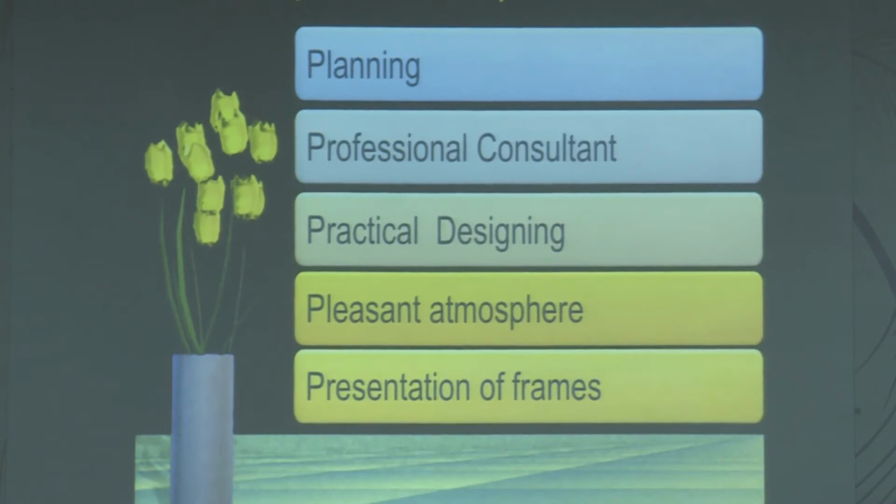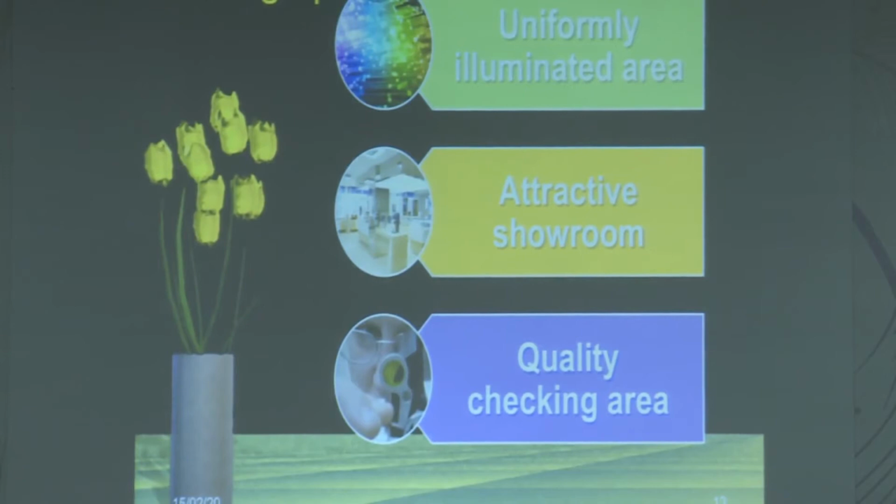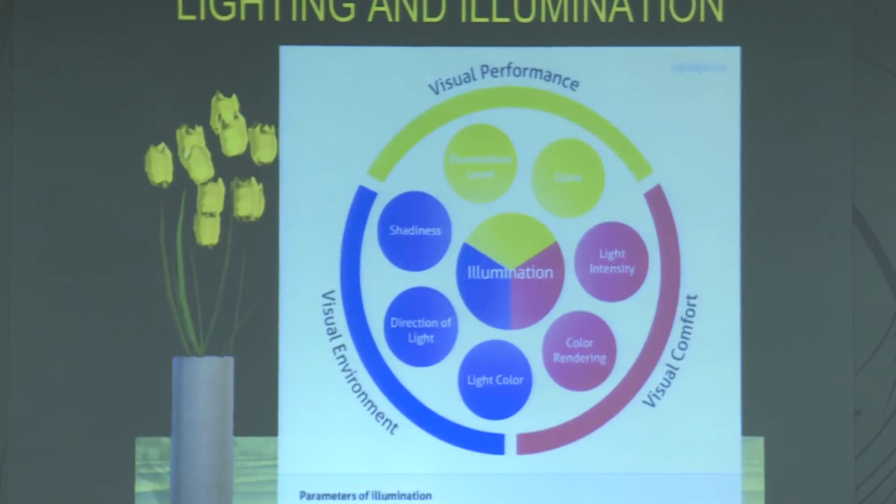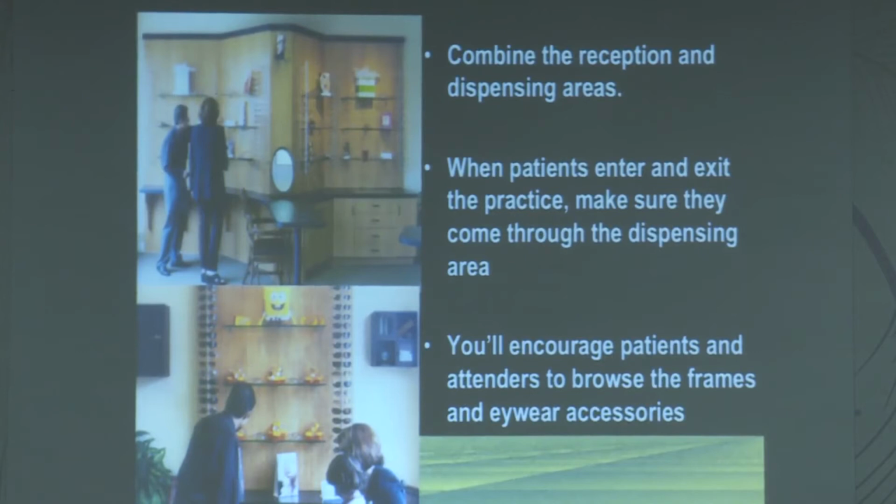So setting up a uniform illuminated area is the basic, and it should be an attractive showroom. And there should be a space for checking the quality where patients can see the glasses, see the lenses, and after post-fitting, they can read the near vision chart, also check the contrast, all those things. As I said earlier, lighting and illumination is important. Your internal decor should match your practice outgo. If it is a visually pleasing environment, see to it that it is within this kind of color code. Your architect or interior designer will help you with reference to that.